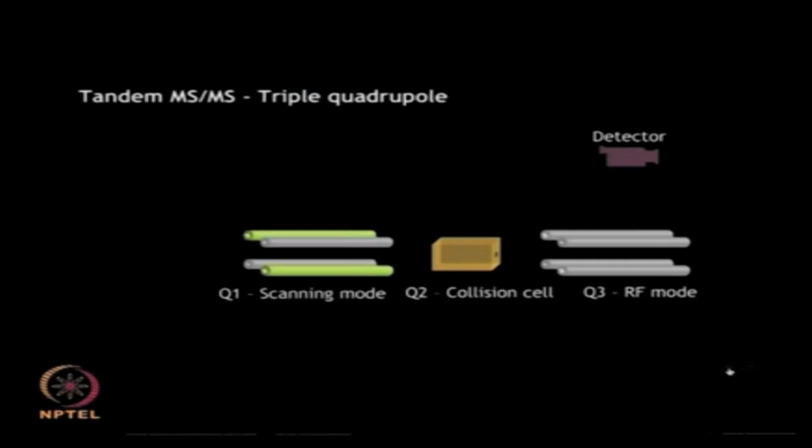The triple quadrupole consists of two sets of parallel metallic rods interspersed by a collision cell. The first quadrupole scans the ions coming from the ionization source and allows only ions of a particular m by z ratio to pass through. Once the ions are selected, these ions enter the collision cell, where they are fragmented by collision against an inert gas like argon. The smaller fragments then enter the third quadrupole, which scans all the ions in a radio frequency or RF mode to generate a spectrum based on the varying behavior of ions in an oscillating electrical field.